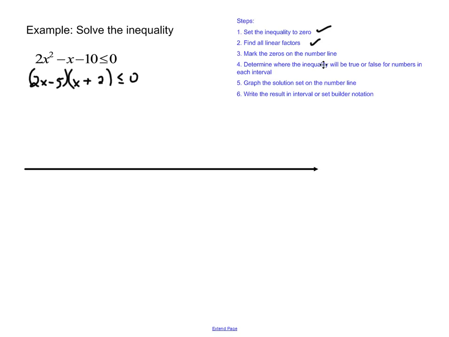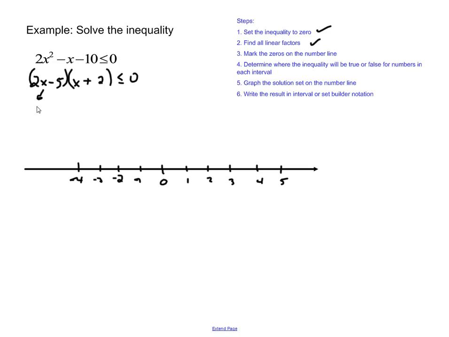So we're going to mark these zeros on the number line. I'm going to go through and mark out where I have my zeros. So here's 0, 1, 2, 3, 4, 5 off to the right. And let's go off to the left in the same sort of manner: negative 1, negative 2, negative 3, negative 4, right? So where are the zeros?